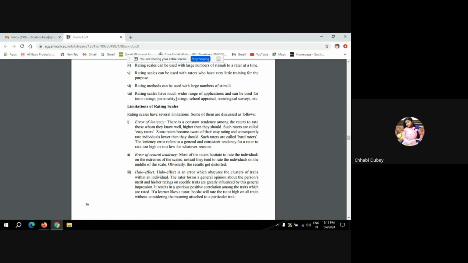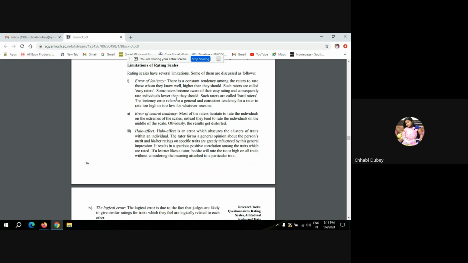Most of the raters hesitate to rate individuals on the extremes of the scales, and generally they rate individuals in the middle of the scales, and this is known as the error of central tendency. Then there is also a halo effect, where the cluster of traits within an individual is obscured. That means the rater forms a general opinion about a person's merit, and his or her ratings on specific traits are generally influenced by the general impression. That is what is known as the halo effect.